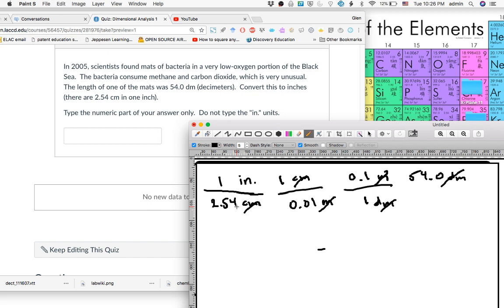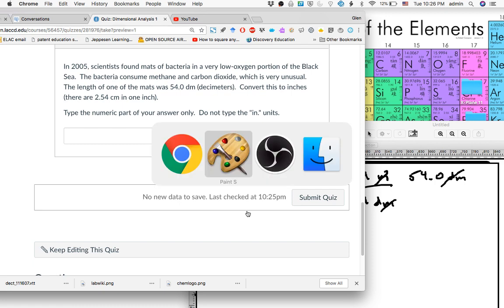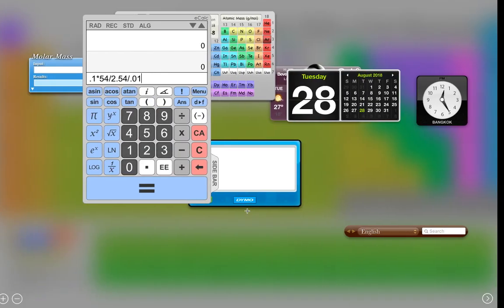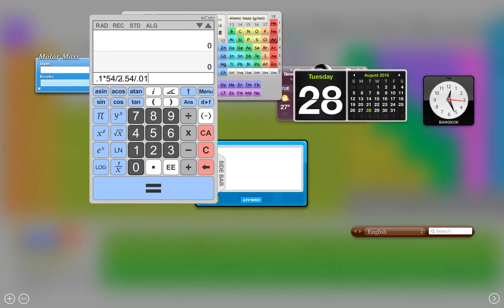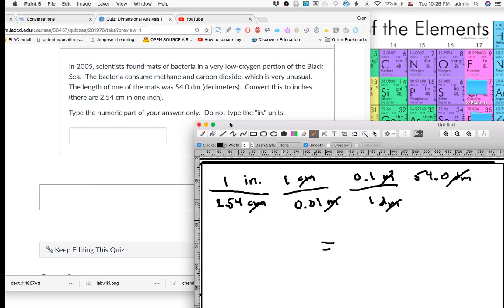You have to either use parentheses or you type divide 2.54 and divide 0.01 the way I just did. Over here. Divide 2.54, divide 0.01. And I get the answer of 212.59 or 212.6.